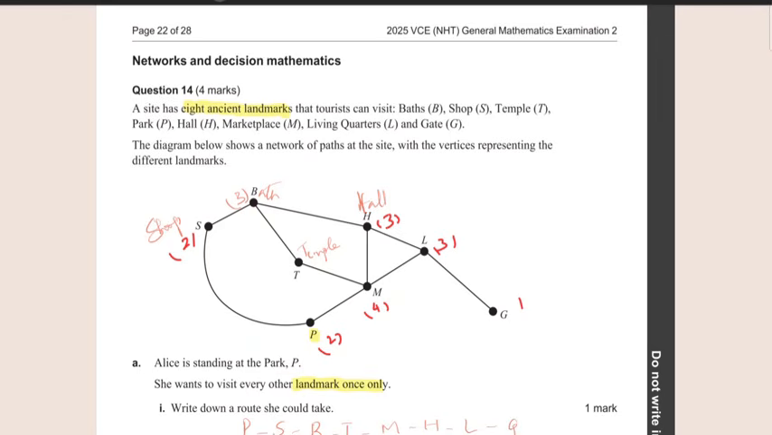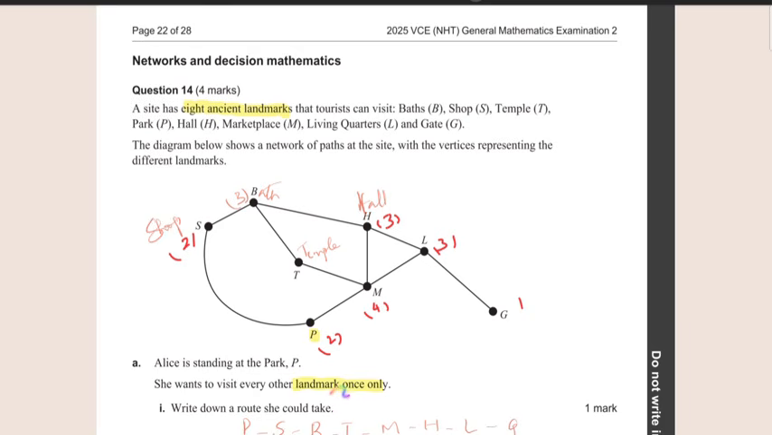Let's discuss question 14 of the 2025 NHT paper. A site has 8 ancient landmarks that tourists visit, and these are all the landmarks. The diagram shows a network of paths at the site with vertices, which are the different landmarks. Now Alice is standing at P. She wants to visit each landmark once. Write a route that she could take.